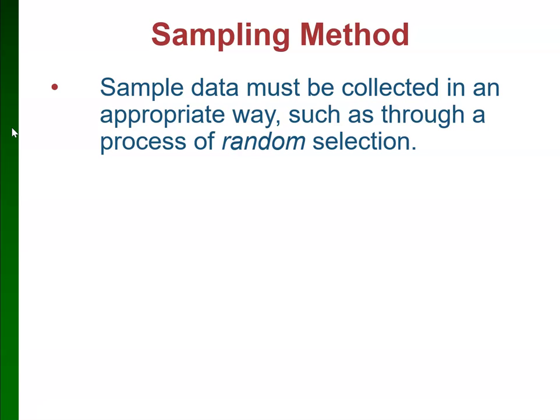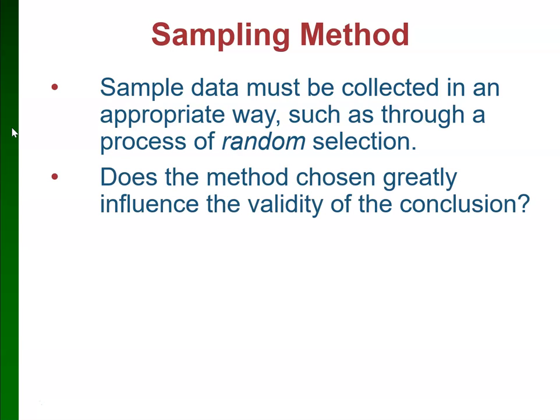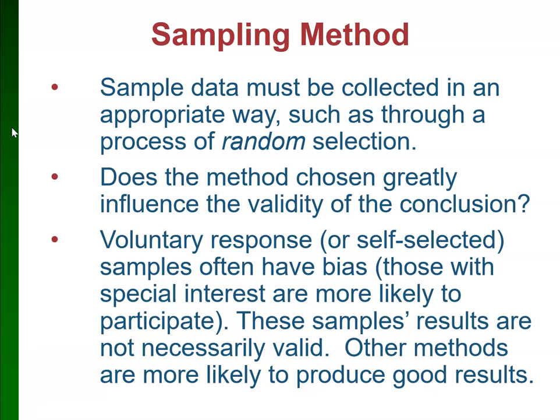Another thing to consider is the sampling method. Sample data has to be collected in an appropriate way, such as through a process of random selection. We'll talk more about this later. When we're thinking about the sampling method, we want to ask, does the method chosen greatly influence the validity of the conclusion? Another thing to think about is that voluntary response or self-selected samples often have bias because those with a special interest are more likely to participate. These samples' results are not necessarily valid. Other methods are more likely to produce good results.